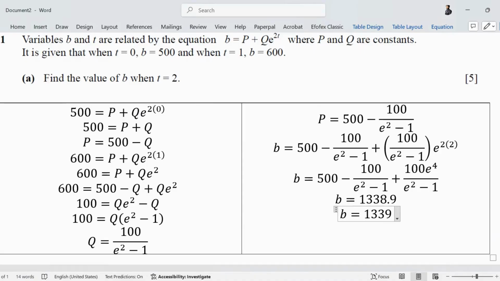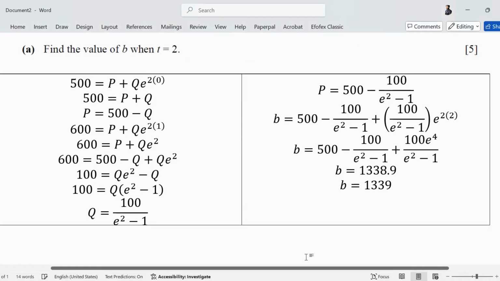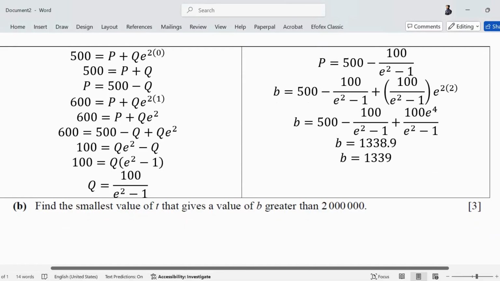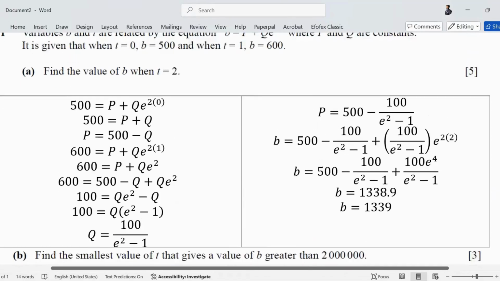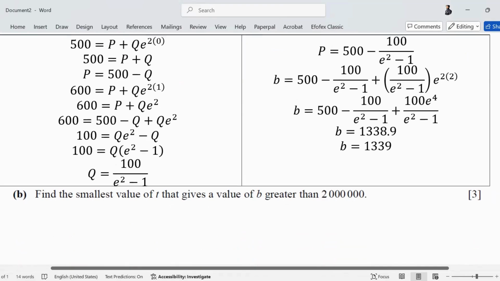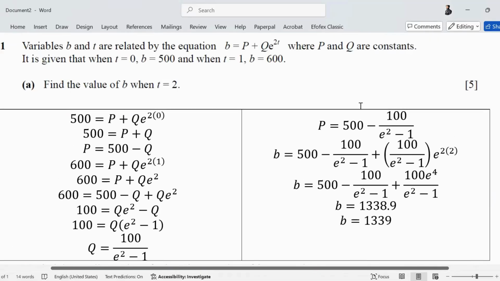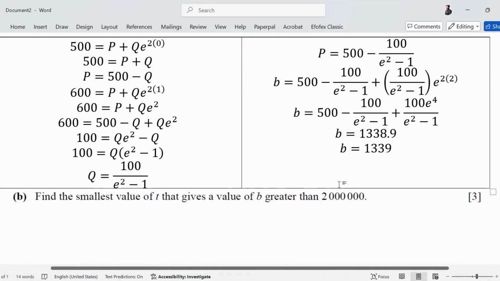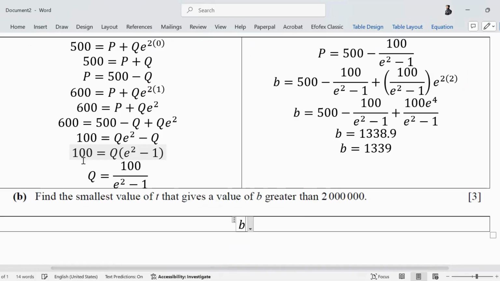Right. Now moving on to part B of the same question. Not needed, no problem. Find the smallest value of t that gives a value of b greater than 2 million. What am I doing? I need to find the value of t. When t is increasing, the question does not say that t has to be an integer or anything like that. We do not know that. So the smallest value of t such that b is greater than 2 million. B has to be greater than.